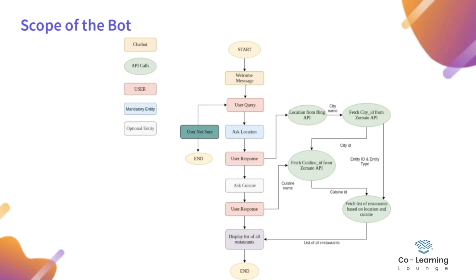There are other ways also, like I can just say I'm at Gachibowli, I'm looking for the food. So here you mention location first, and then you miss the cuisine, where the bot will ask the cuisine and go ahead with the flow. Or vice versa, you can say I'm looking for Italian food, and the bot will ask the location, right?